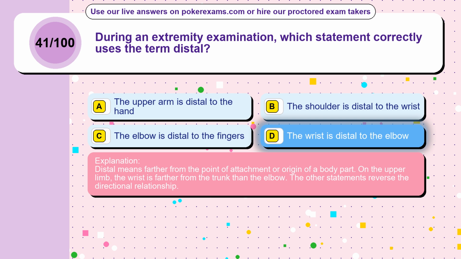On the upper limb, the wrist is farther from the trunk than the elbow. The other statements reverse the directional relationship.